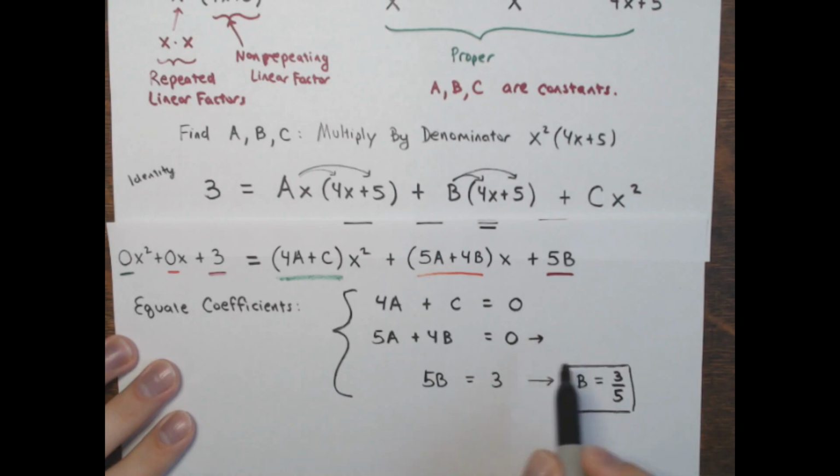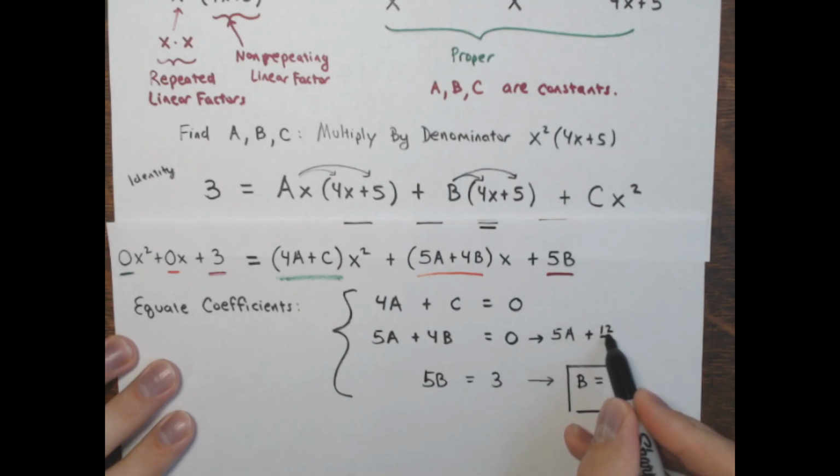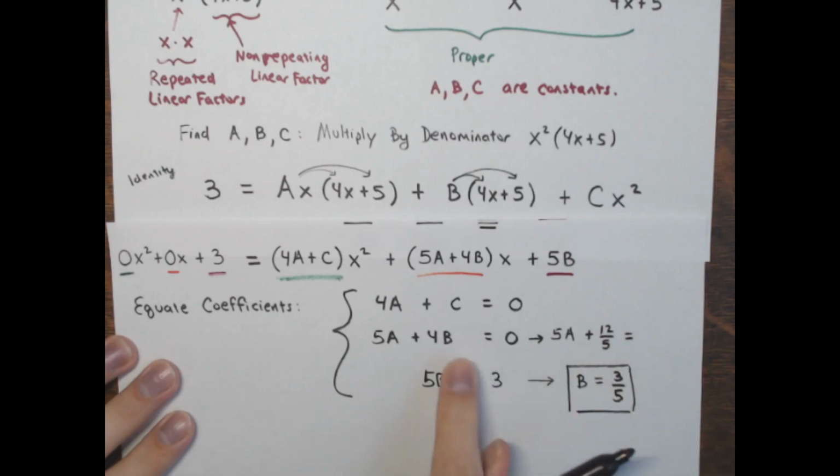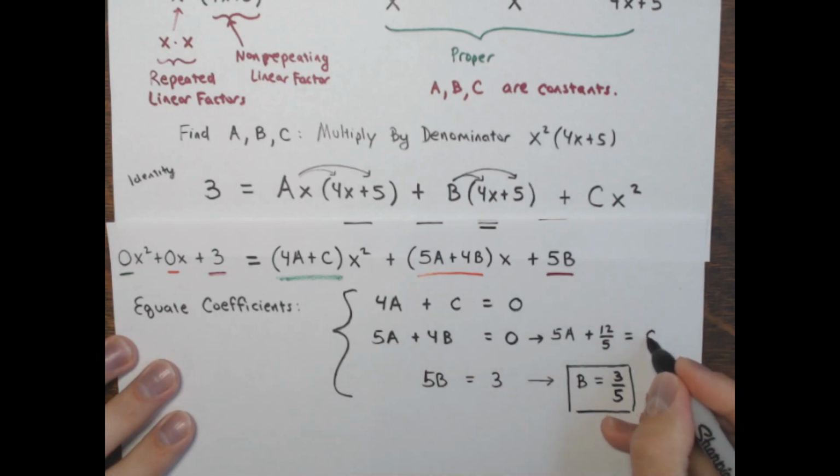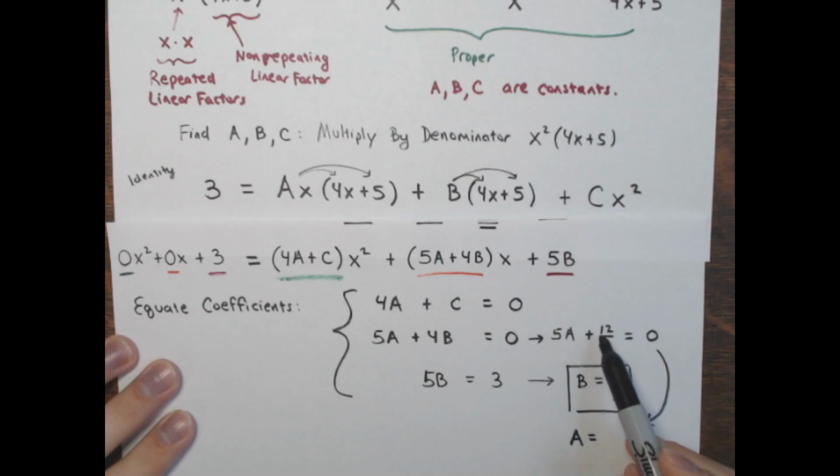And then from here, 5a plus 4 times 3/5, plus 12/5. Right? I know that b is 3/5, so that's 12/5 there. Must be 0. And then this would lead me to a must be, and you subtract 12/5, divide by 5 or multiply by a fifth, that'd be negative 12/25. Right, so there's the value of a.